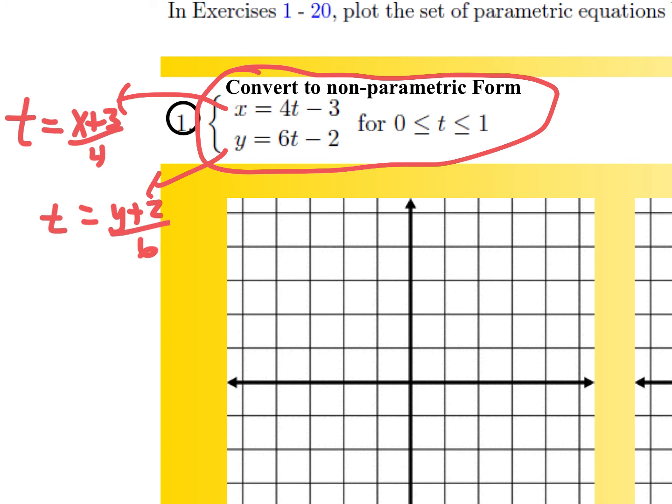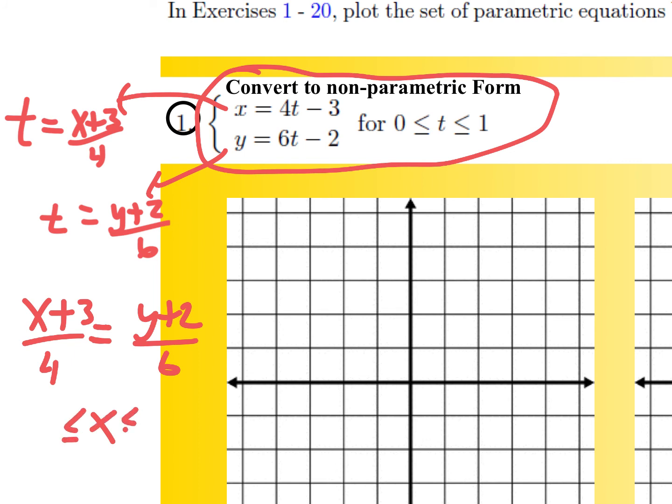Okay, then you just have to set the one equal to the other. X plus 3 over 4 equals y plus 2 over 6. And don't overthink this. You don't have to solve it for y or anything. That's it. Except it needs an x limit. X is between what and what? Because this one didn't get to go forever. It only went from time 0 to time 1.